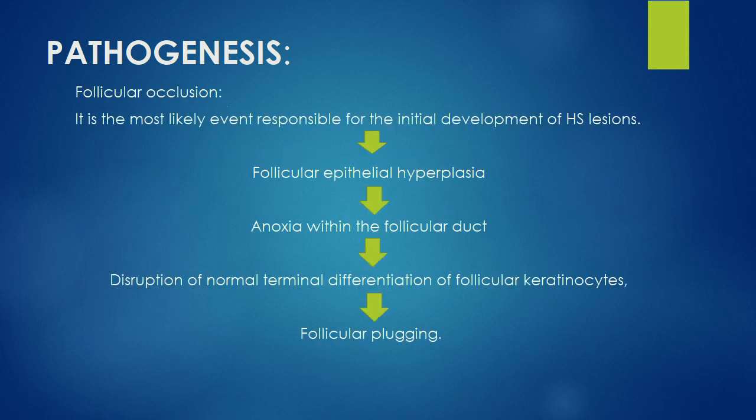Follicular occlusion. It is the most likely event responsible for the initial development of HS lesions. It may be that anoxia within the follicular duct secondary to follicular epithelial hyperplasia contributes to the disruption of normal terminal differentiation of follicular keratinocytes, leading to follicular plugging.